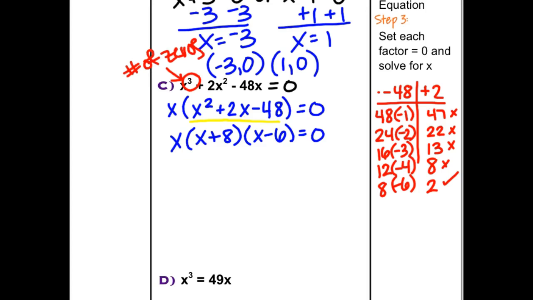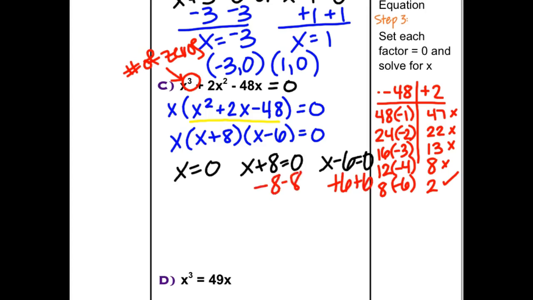So that means here I've got 3 different pieces. That means x can equal 0. Oh, that one's already solved for us. X plus 8 equals 0, or x minus 6 equals 0. When I go to solve these, I add 6, subtract 8, and I get x equals negative 8, x equals 6.